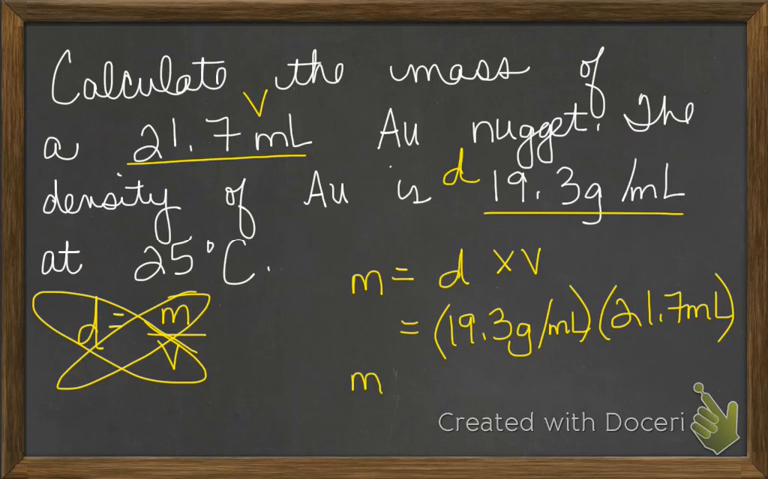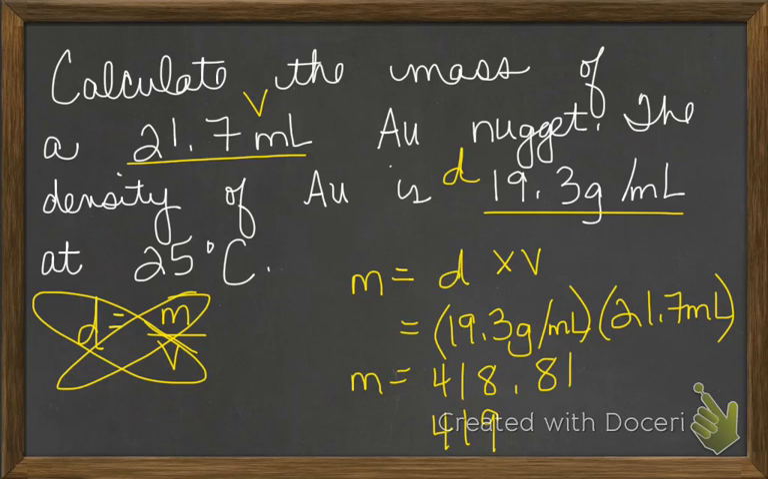So our answer for mass is 418.81. Are we finished with that answer? No, we have to report the answer to the correct number of significant figures. The problem gave us 21.7, which is 3 sig figs, and 19.3, which is also 3 sig figs. Therefore, our answer must have 3 sig figs. So our answer would be 419.